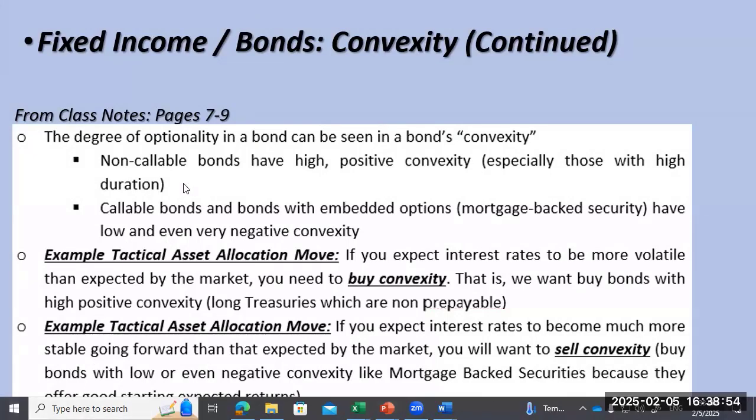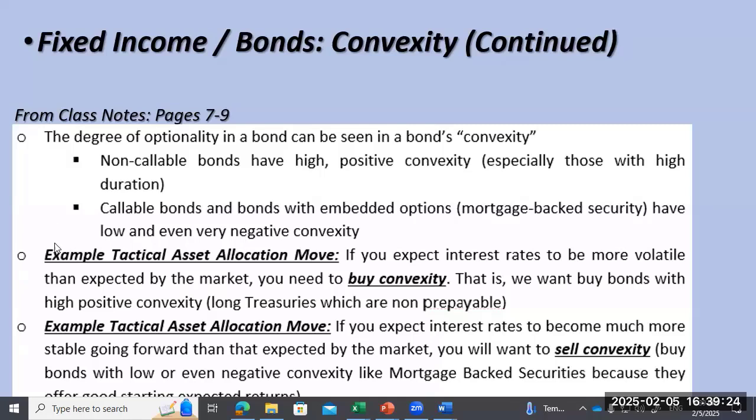So if you expect in the future interest rates to be more volatile, you do not want mortgage-backed securities. Why? Because you're getting paid a premium, and essentially you're selling this option to this person. That premium becomes much more valuable to the person you're selling it to when interest rates are volatile, and much more harmful to you.